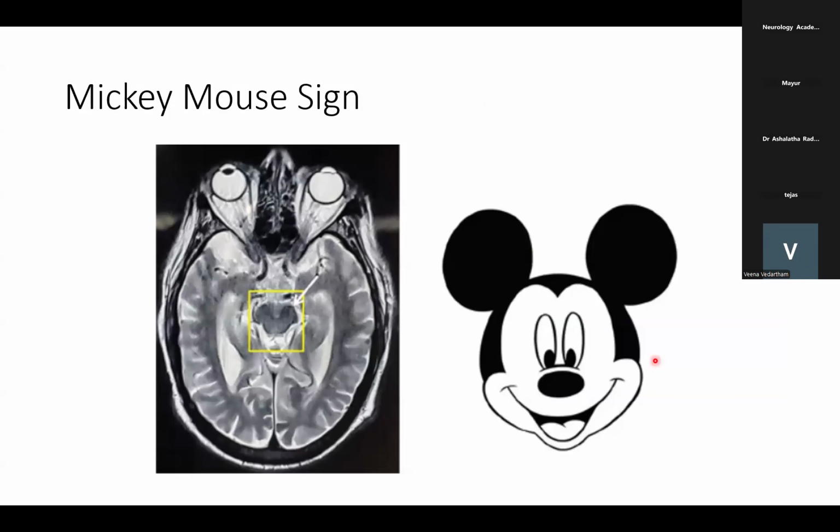The next sign is the Mickey Mouse sign, in which you can see the prominence due to selective atrophy of the midbrain tegmentum and preservation of the tectum and cerebral peduncles. That's why it is looking like a Mickey Mouse sign.